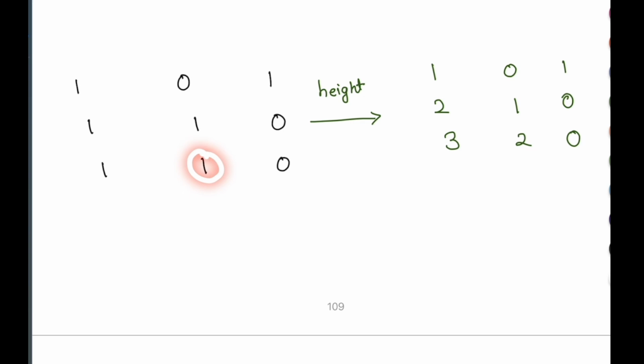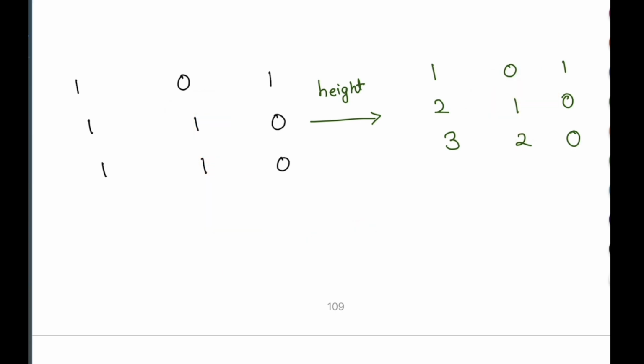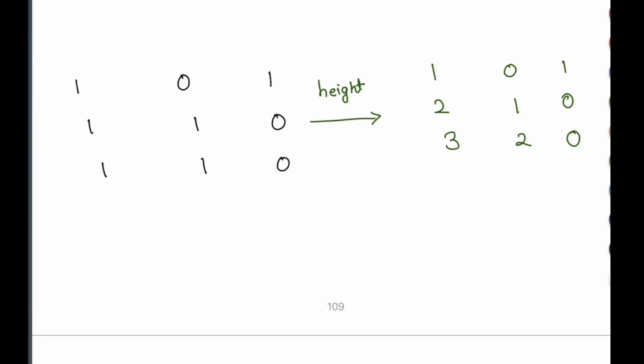Similarly, for this element, it is a 1 and the element above this has a height of 1. So its height will be this 1 plus this particular height 1, which is equal to 2. So the height of this one will be 2. This is a 0, so let's ignore this. Now we have changed our elements. This was our original data. Now this is our data. Let's completely have our focus on this particular data.